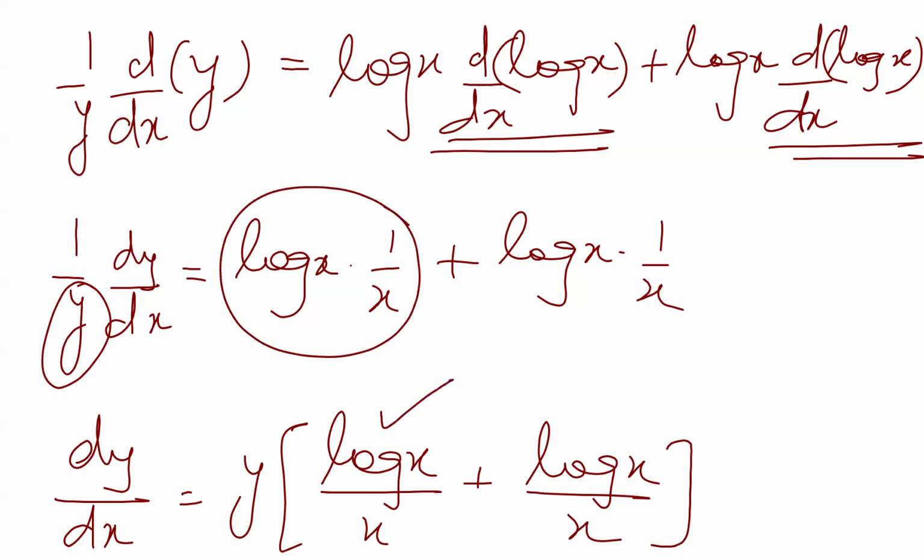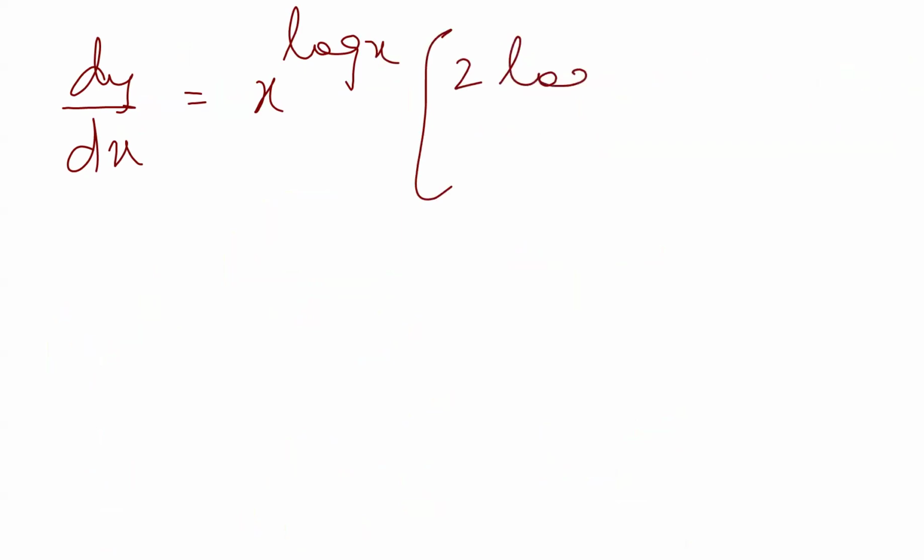So log x upon x plus log x upon x is twice log x upon x, 2 times log x upon x. A plus a is 2a, that logic I am applying. And at the same time, the value of y I am going to replace from the main statement. So dy by dx, y is equal to x raised to log x, into 2 log x upon x. That's it. That's the final answer. Any feedback? Are you understanding?